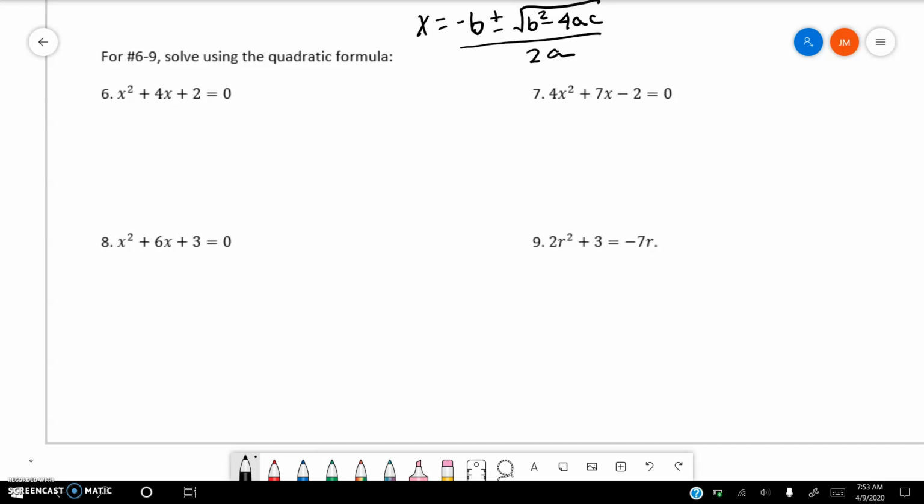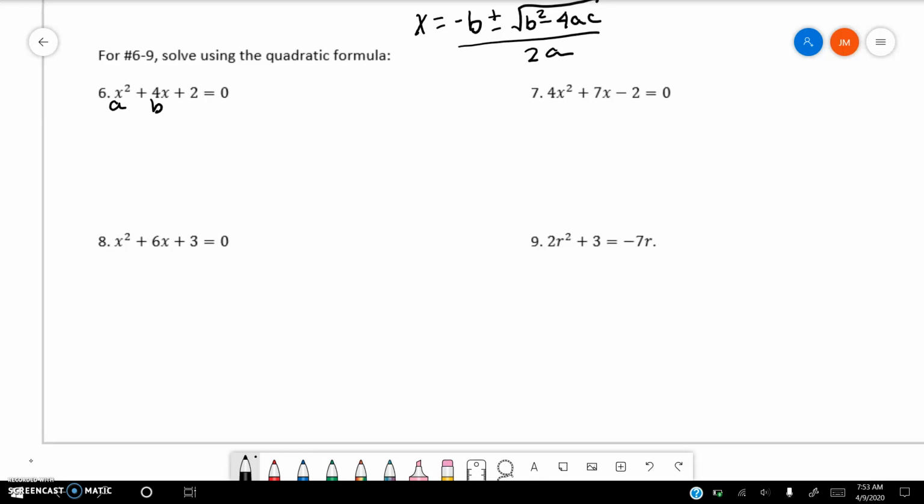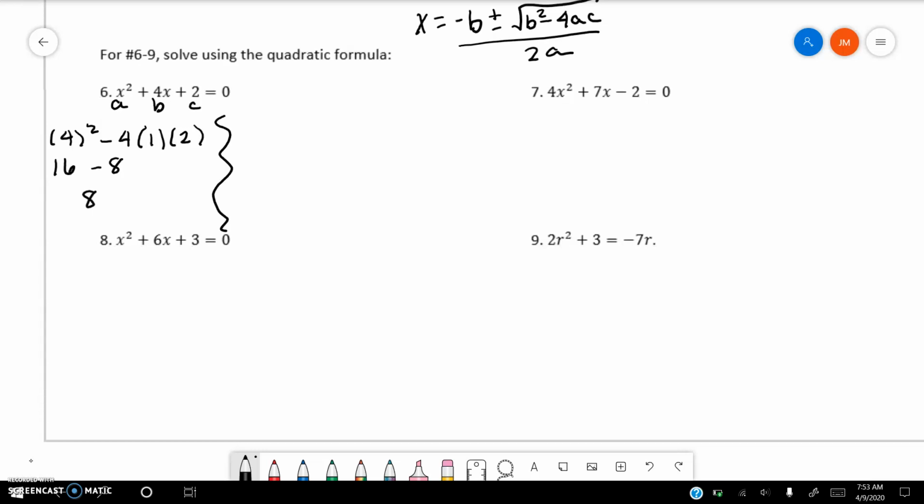So for number 6, we have A, B, and C. For your discriminant, we are going to have 4 squared minus 4 times 1 times 2. So this is going to be 16 minus 8, which is going to give us 8. So we know that we should have 2 solutions for this. So when we plug into the quadratic formula, we are going to have x equals negative 4 plus and minus the square root of 8 all over 2 times 1.